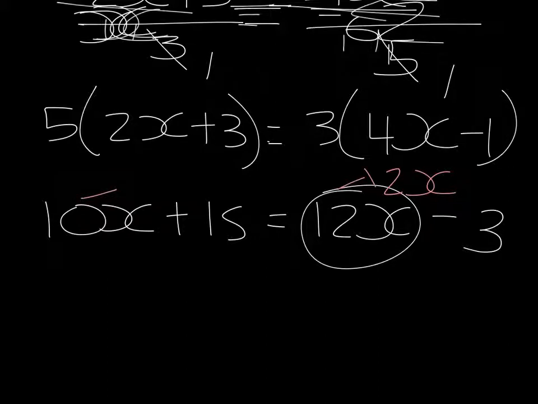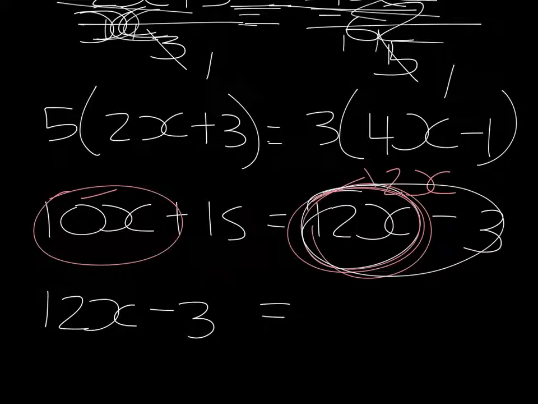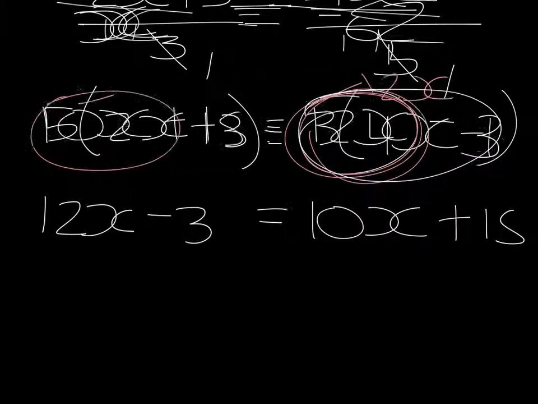Now I've seen what we have to do. Can you see that 12 is bigger than 10? So in this one, we have to move them around. So let's go, before I carry on doing that, we go 12x, take 3. So can you see that I've moved him there? Is equal to 10x plus 15. Now I can carry on.